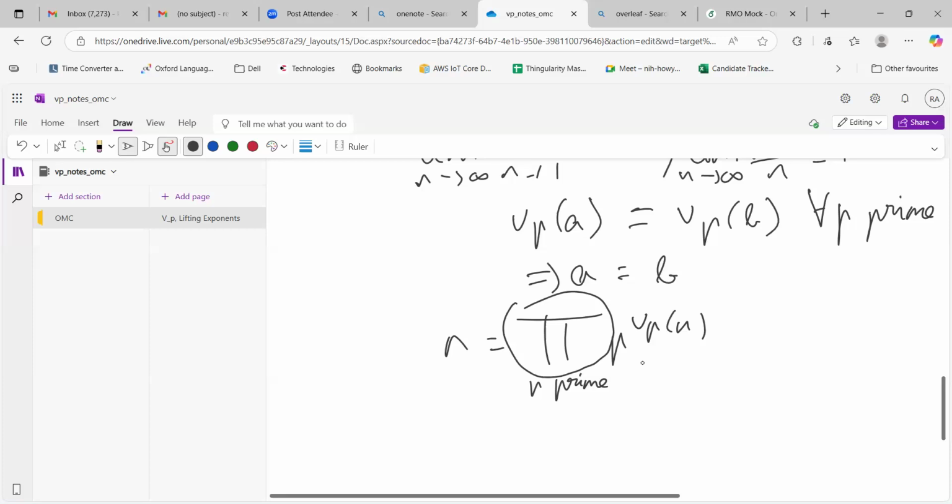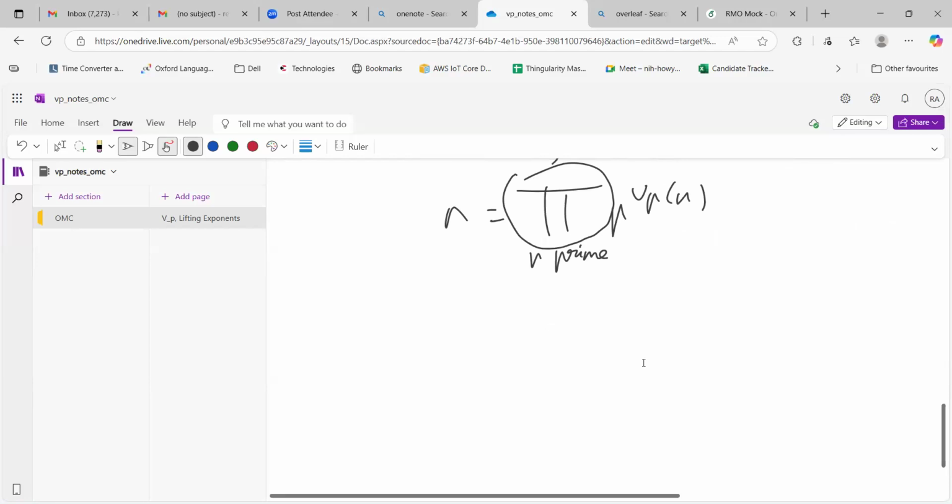So this is how the prime factorization of a number can be written, and this is helpful in a lot of construction problems. For example, if you want to look at the number of divisors of n, this is very helpful.